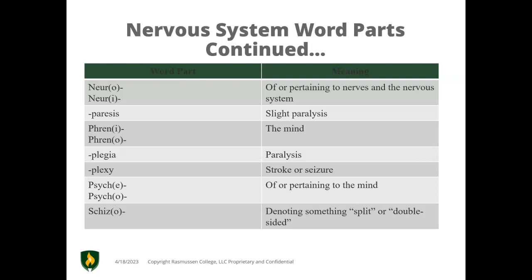Phreno or phreni is referring to your mind. Suffix plegia means paralysis as well. Plexia means a stroke or seizure. And then you have your word parts psyche or psycho, which is pertaining to the mind, and schizo, which is denoting something being split or even doubled in size.